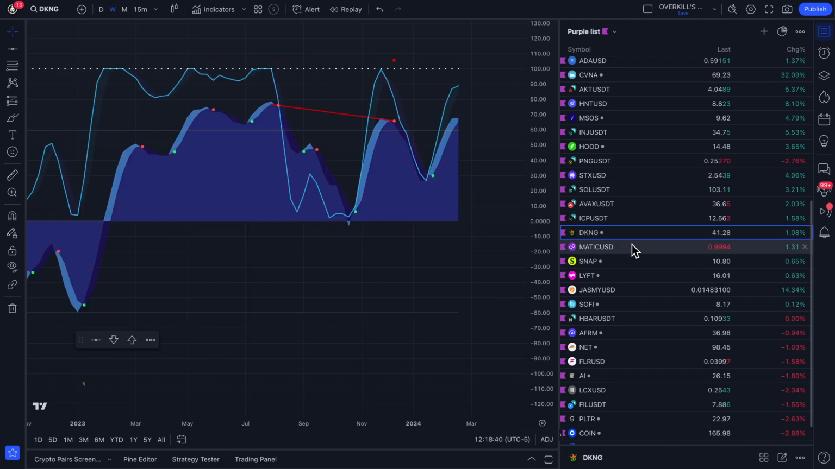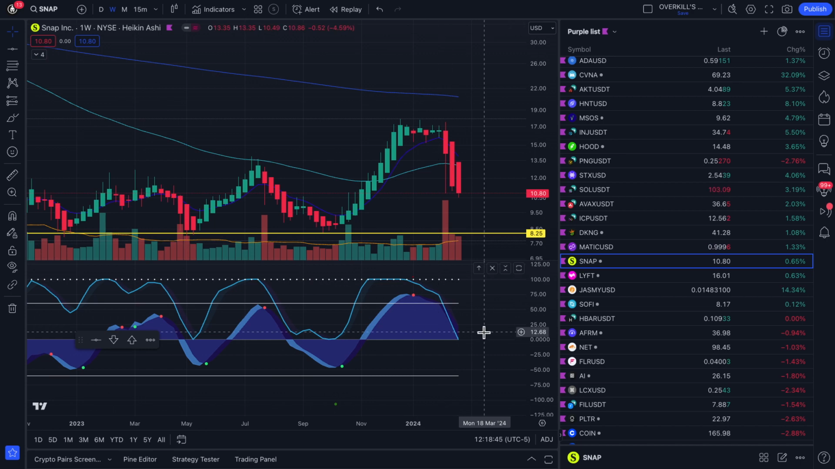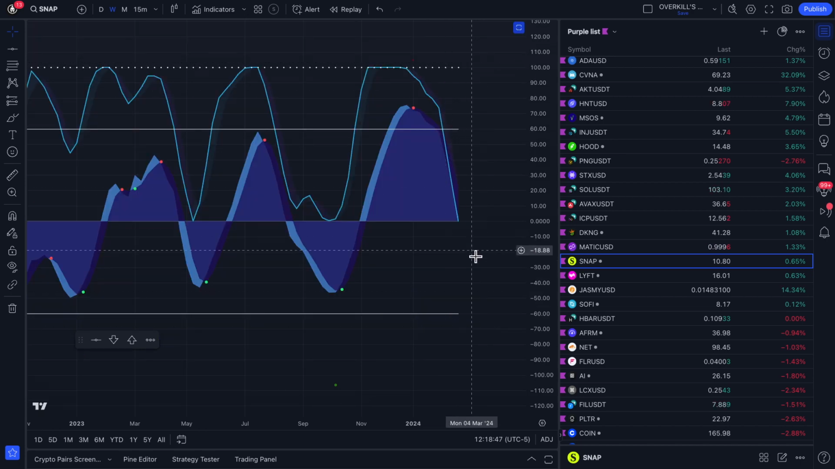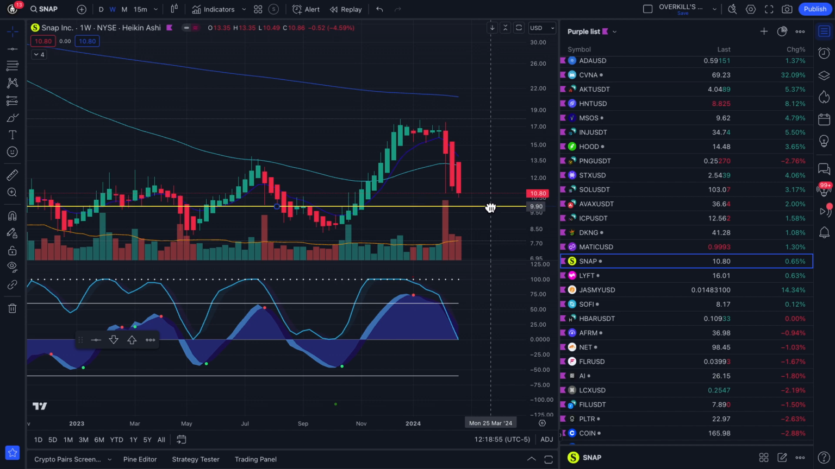ICP, I don't know. DKNG, we covered Matic. Here's Snapchat. Snap is one I was interested in. So the stochastic is back on the floor. Okay, they got crushed on their earnings. They were putting in a bull flag, and what happened? Boom, they wrecked them. They absolutely wrecked them.